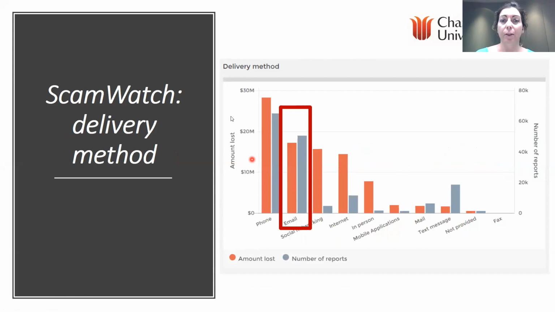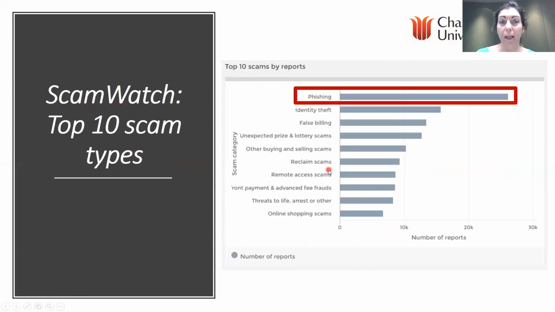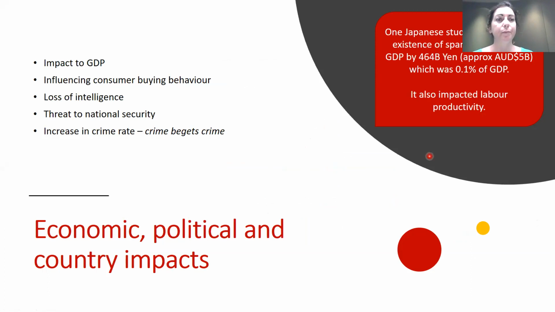So if we keep going, the second most popular delivery method of scams was emails, and the first was phone. And then in top scams by reports, phishing topped the list. It was definitely the most popular, although some of these also might fit in a little bit of phishing as well. For example, they could be the result of phishing. So there's almost, what are we looking at, 25, 30,000 reports of phishing out of those reports that they receive.